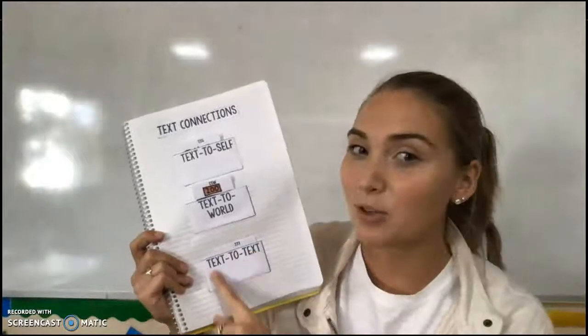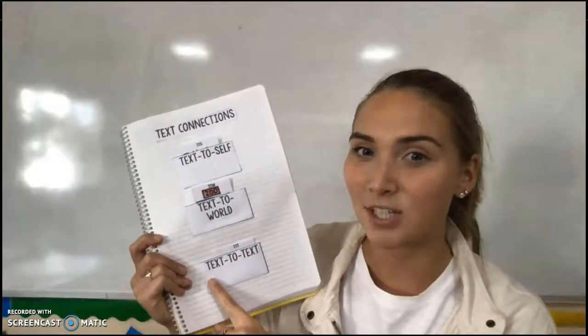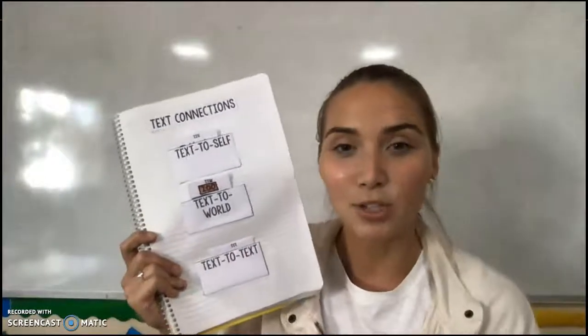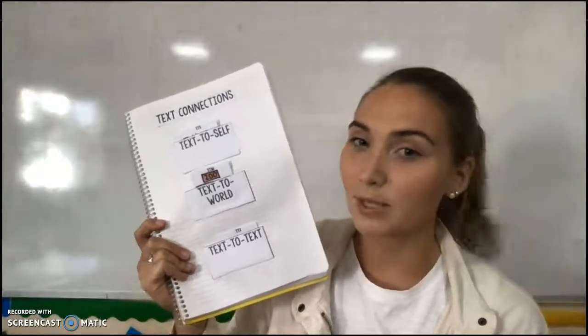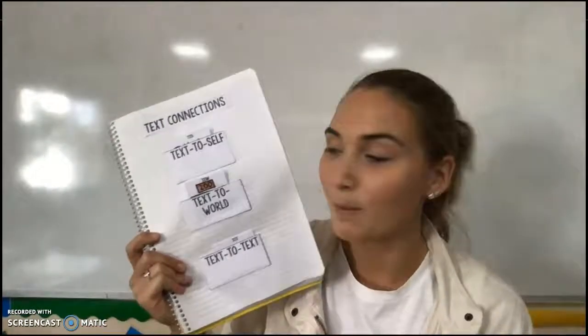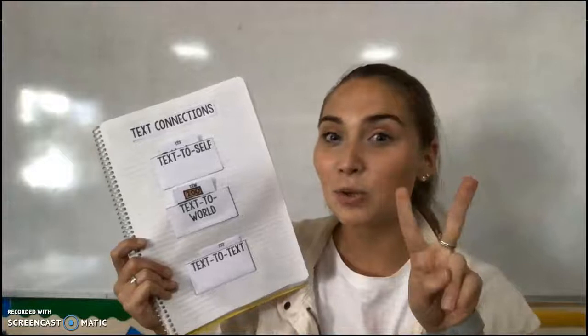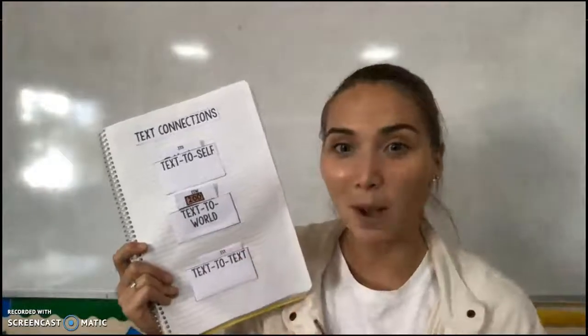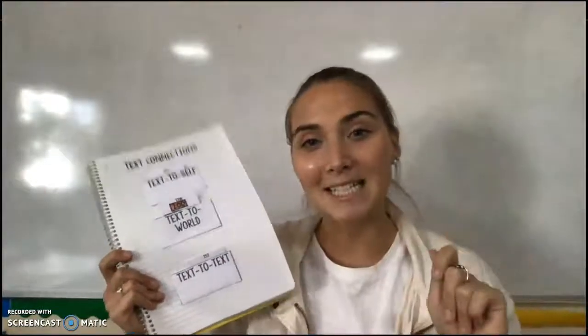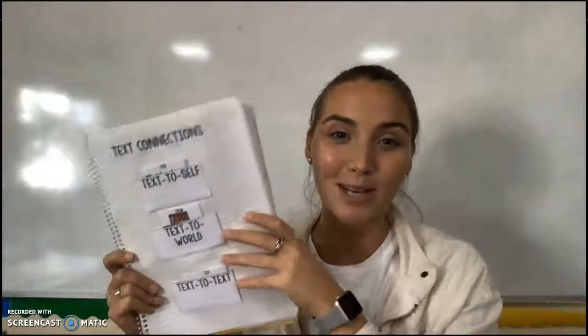And finally, when you make text to text connections, look at our two stories, the Three Little Pigs and Jack and the Wolf. All right, you are going to make two connections for each pocket. You may write a sentence or draw a picture. It is your choice.